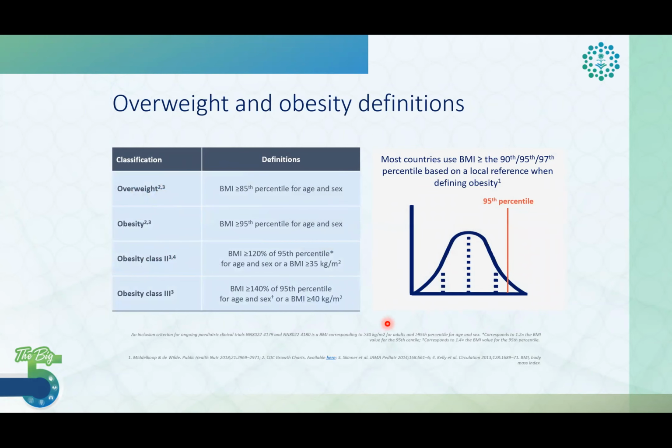In children, overweight is defined when the BMI on the chart is at the 85th percentile or more. Obesity is when we have a BMI at the 95th percentile or more. Class 2 obesity is when we have a body mass index equal to or more than 120% of the 95th percentile for age and sex, or a BMI equal to or more than 35 kilograms per meter squared, while class 3 is when we have a BMI equal to or more than 40 kilograms per meter squared.